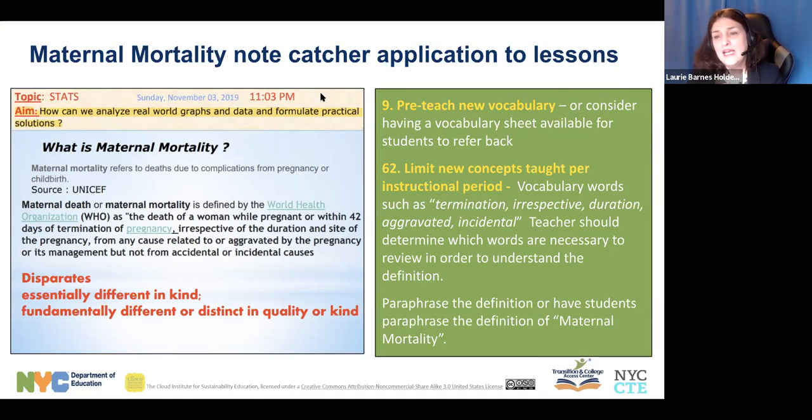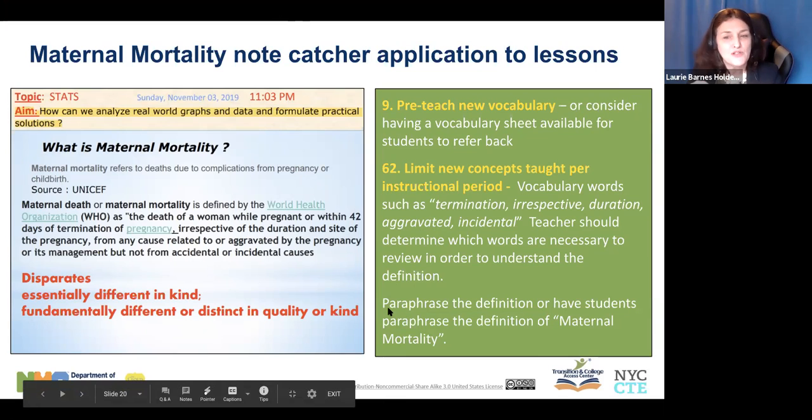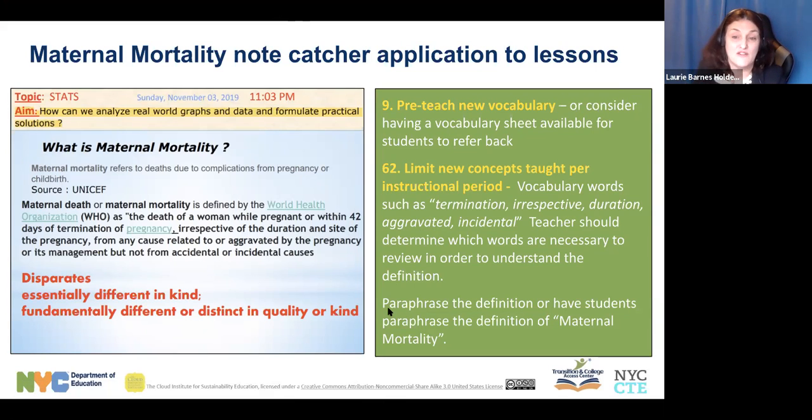But I'm looking at some of the vocabulary words just in that sentence there: termination, irrespective, duration, aggravated, incidental. So the teacher should determine which words are necessary to review in order to actually understand that definition. So perhaps they might want to paraphrase the definition or have students paraphrase the definition of maternal mortality. So still having this definition up there, but paraphrasing it so that all students can understand it, and deciding which of those vocabulary words they need to know in order to understand the definition of maternal mortality.